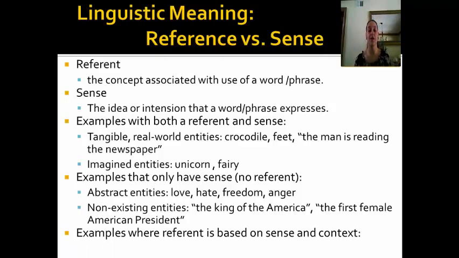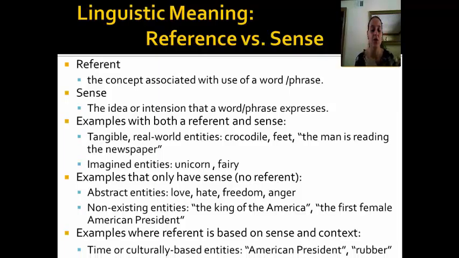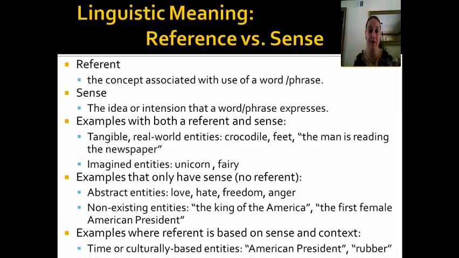There are also examples of phrases or words where the referent is based on the sense. The referent is based on sense and context. So if you think about the word American president, if I say American president right now, we all think of Barack Obama because that is who the president is right now. But when the election starts again and somebody new is voted into the White House, our reference is going to change when I say American president, right? Just as it would if I was asking you in 1993, right? The American president, that referent would be different.